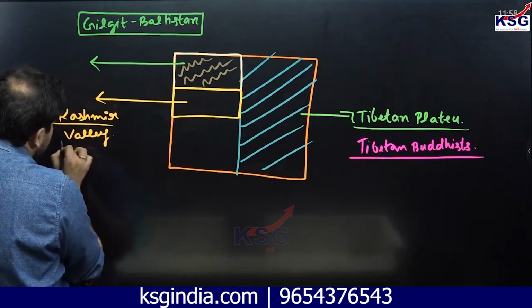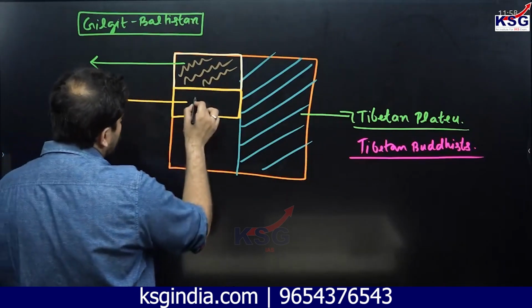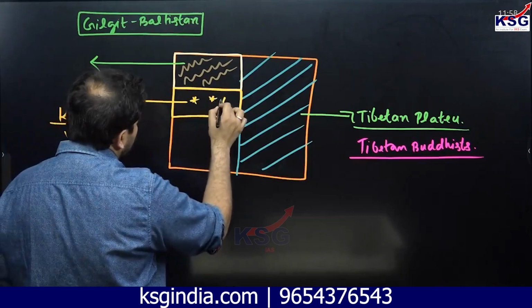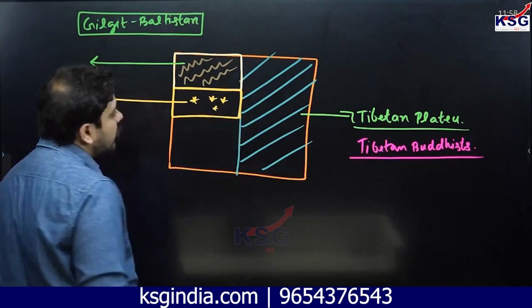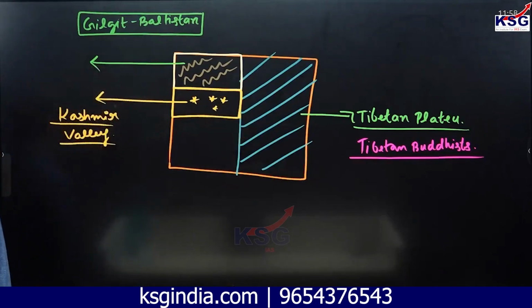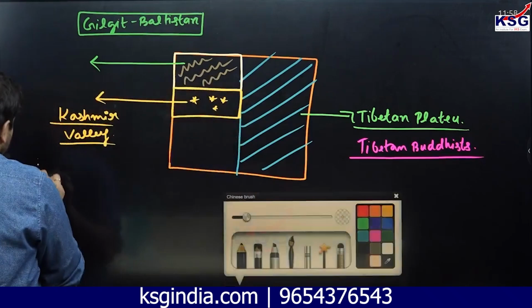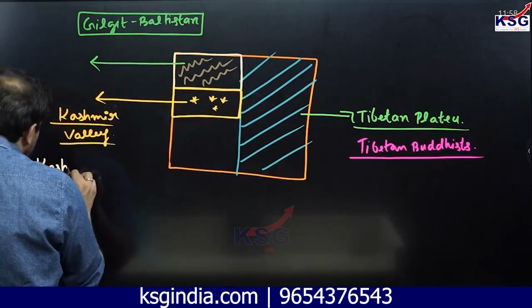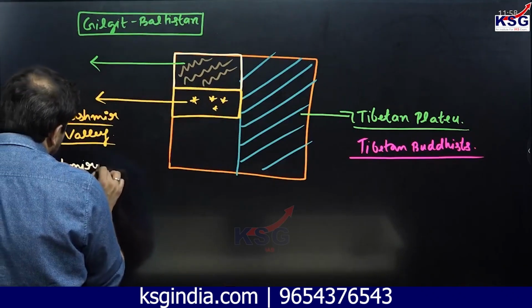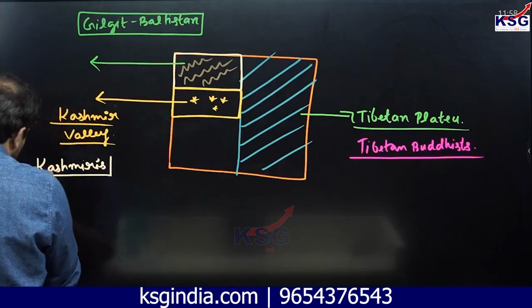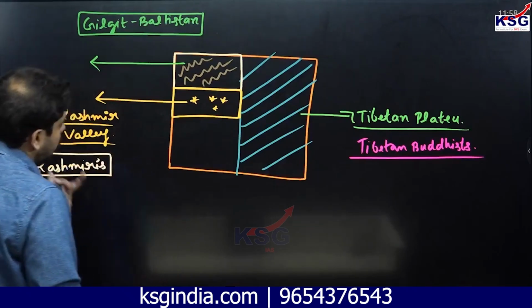You have the main cities of Kashmir over here, for example Srinagar, Anantnag, Baramulla, Shopian. These are the main areas which are a part of what is known as the Kashmir Valley. And the ethnicity of the Kashmir Valley are simply known as Kashmiris, be it Kashmiri Pandits, Kashmiri Hindus, or Kashmiri Muslims.